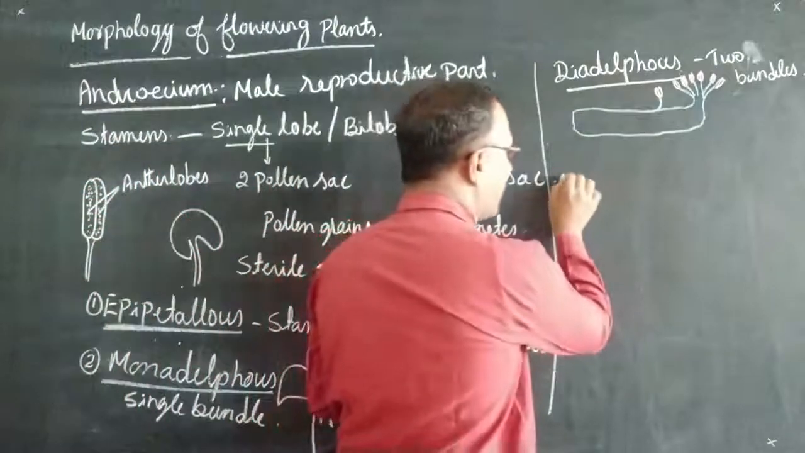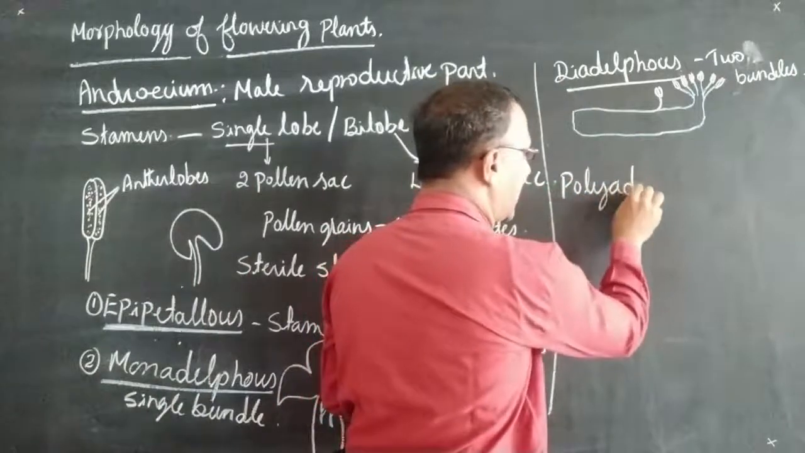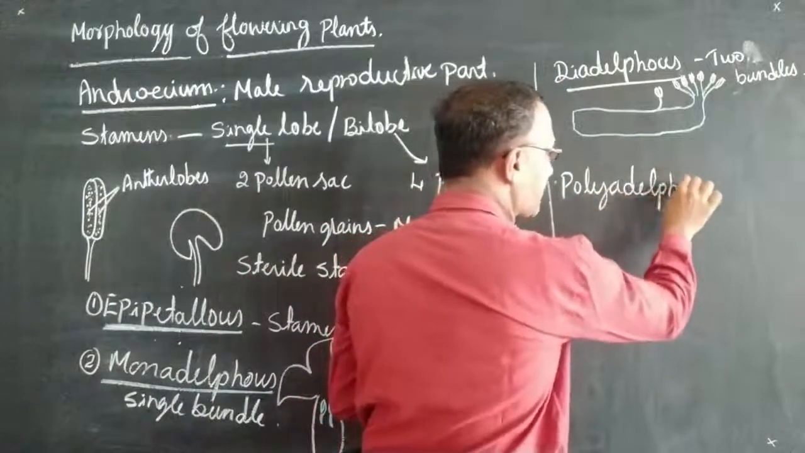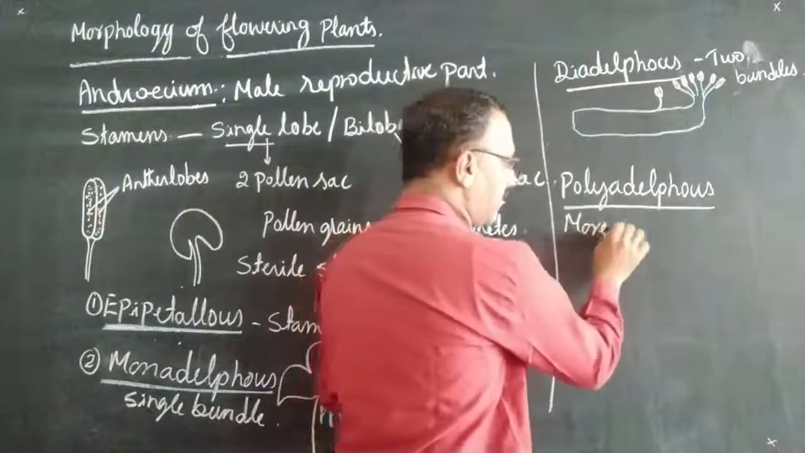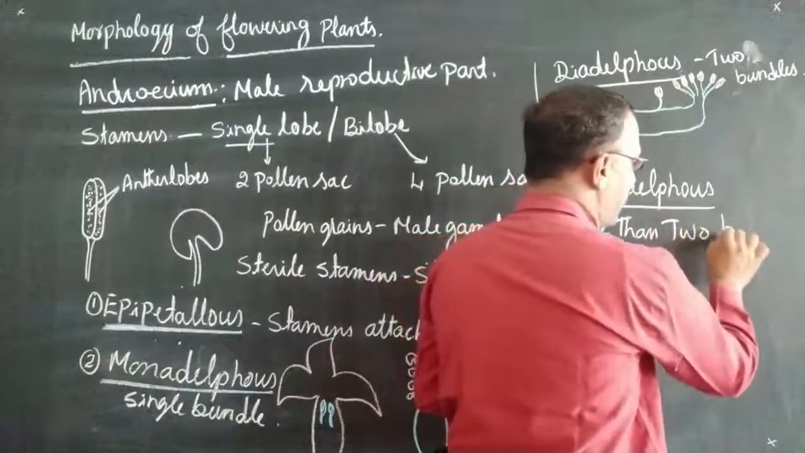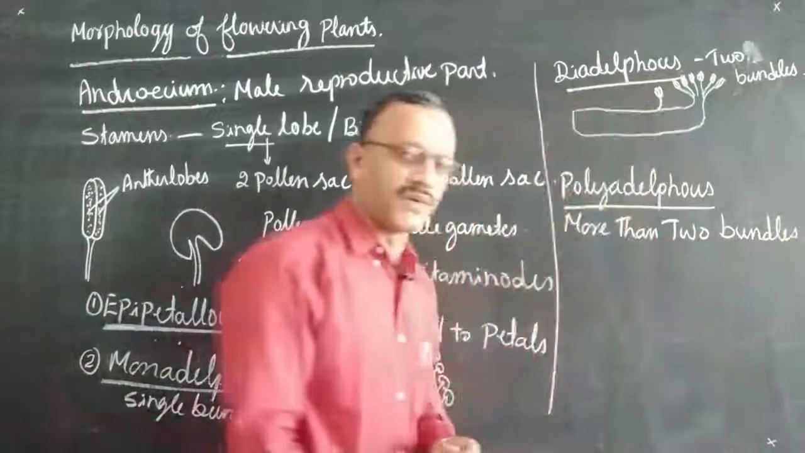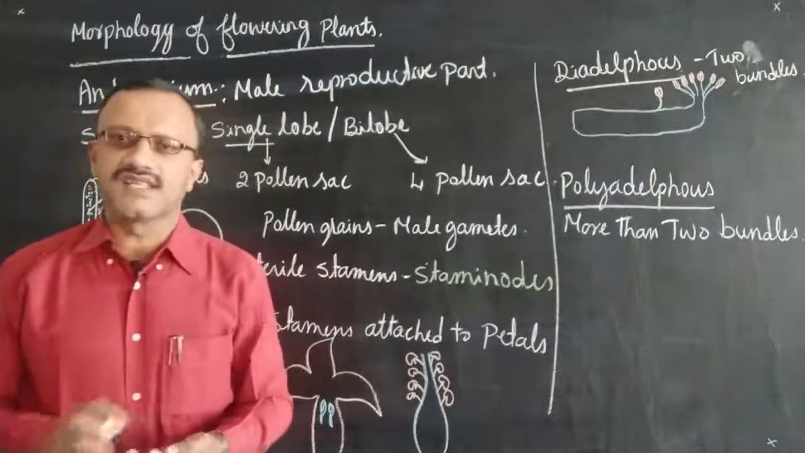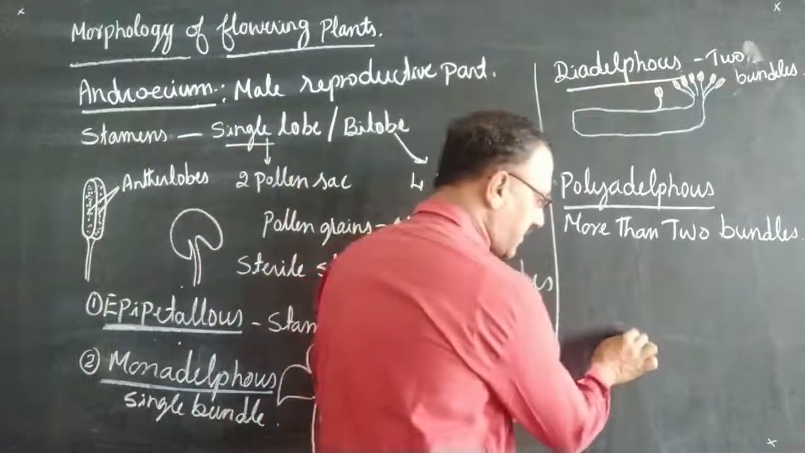Similarly, we have one more condition called polyadelphous. In this case, more than two bundles of stamens are found. Such condition is called polyadelphous condition. Let me show here.